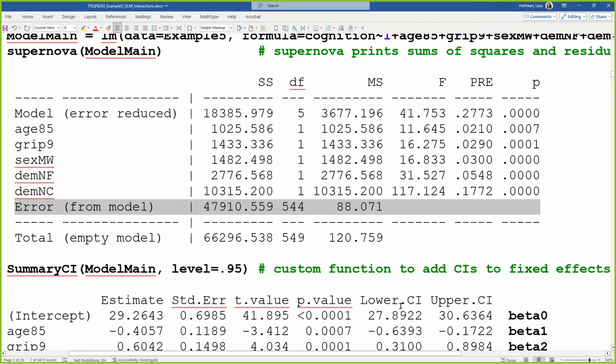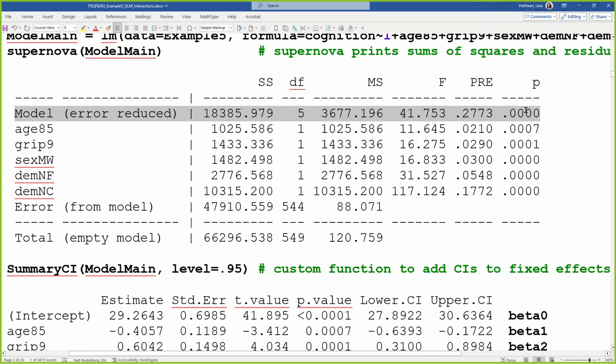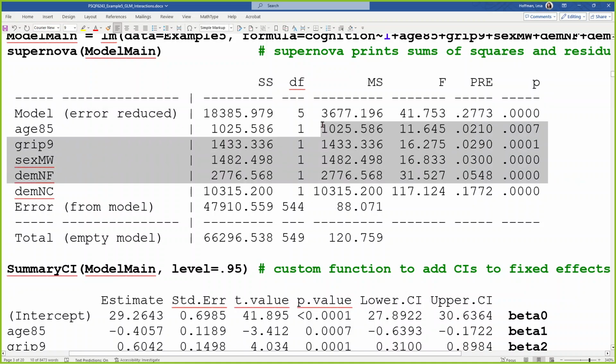And where is your R square? Top line, PRE. Yes, proportion reduction in error for the model. That's your overall R square. The rest of these, by the way, are partial eta squares. So they're dead to me. You didn't get the whole cookie, all right? You only got a quarter of it.